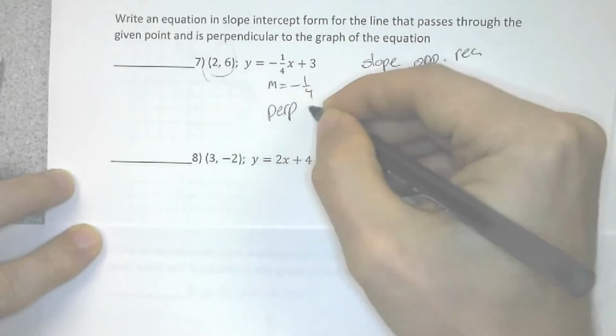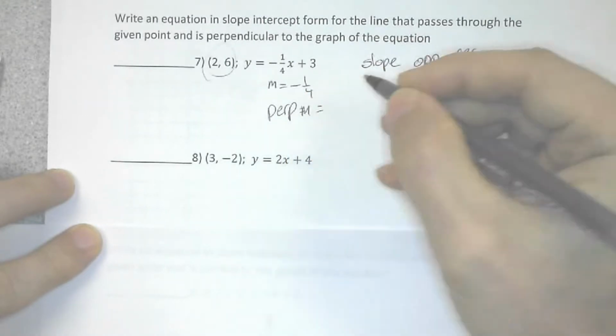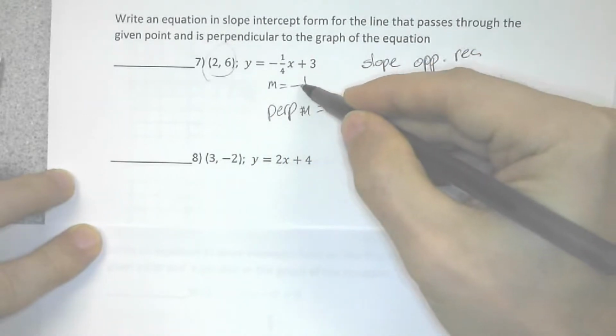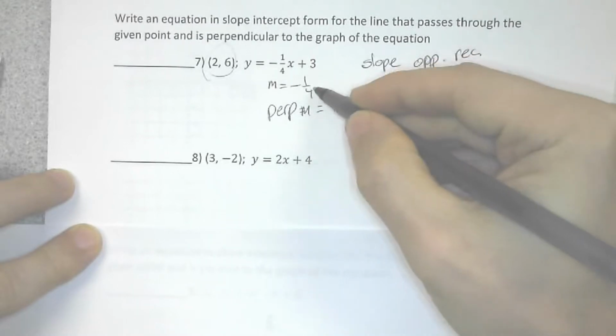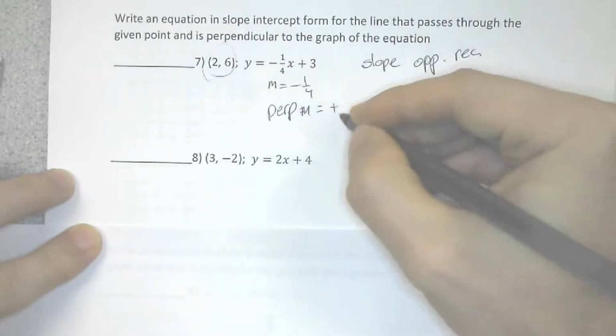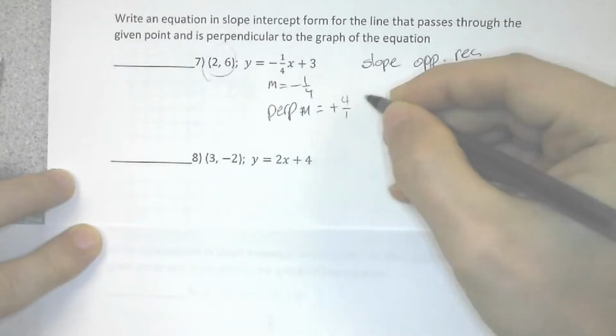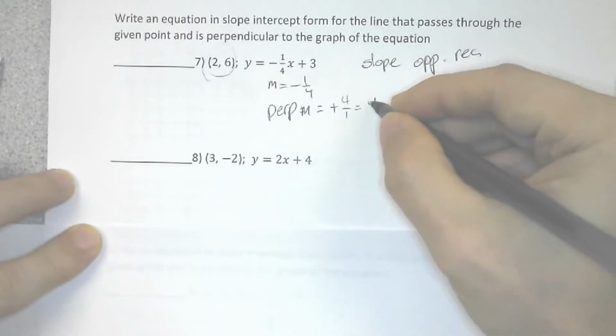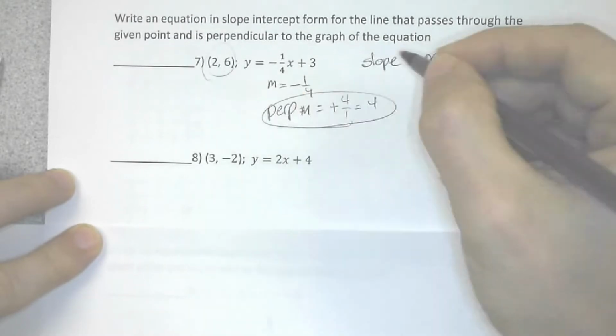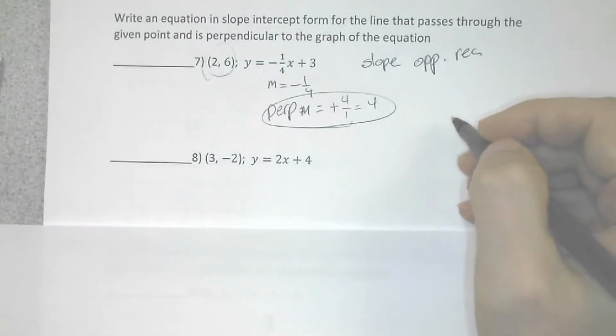So the perpendicular slope is going to be opposite. Opposite meaning, since it's negative here, it'll be positive. And reciprocal, so instead of 1/4, it'll be 4 over 1. And 4 over 1 equals 4. So this is our new slope. This is the point we're going to use.